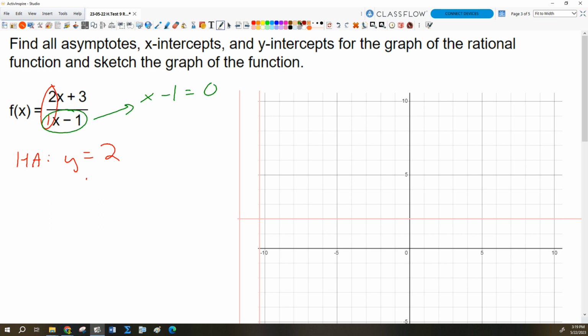x minus 1 equals 0 when x equals 1, but it's a unique 0 of the denominator. When I plug 1 into the top, in other words, if I tried to evaluate this thing, if I plug in 1, I get 2 plus 3, I get 5 over 0, right? 1 is a 0 of the bottom, but not the top, which tells us vertical asymptote.